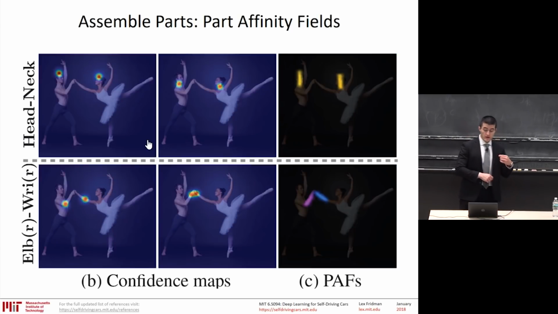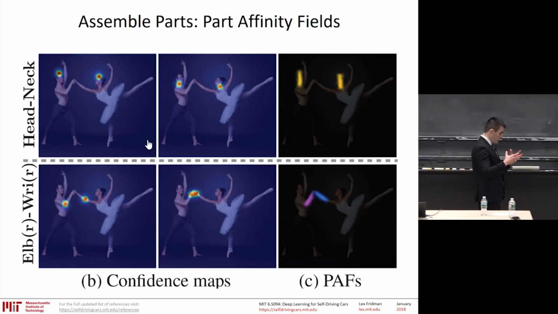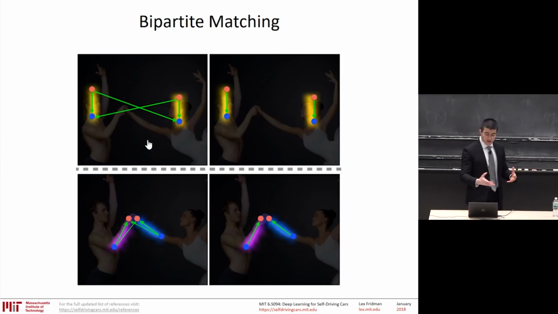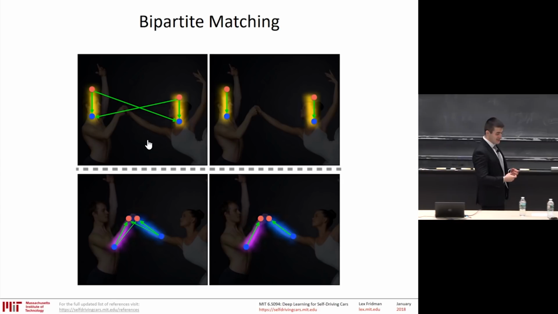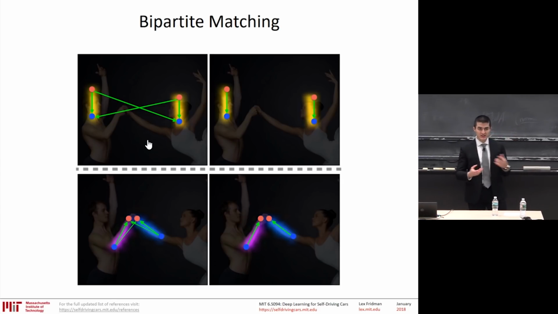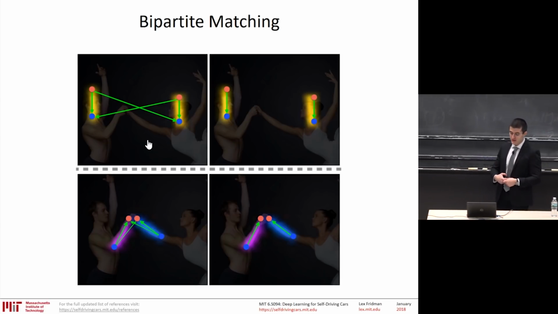And then the next step is connecting those parts together with part affinity fields. So first you detect the individual parts, then you connect them together, and then through bipartite matching, you determine who each individual body part is most likely belonging to. So you kind of stitch the different people together in the scene after the detection is performed with the CNN.